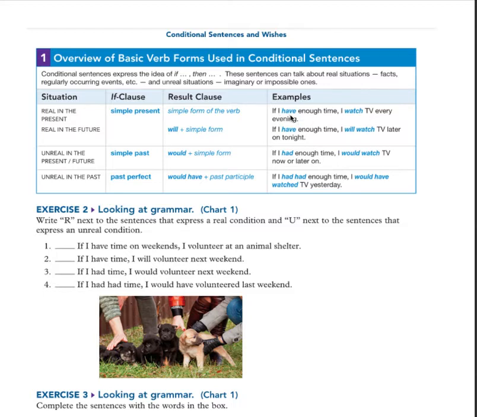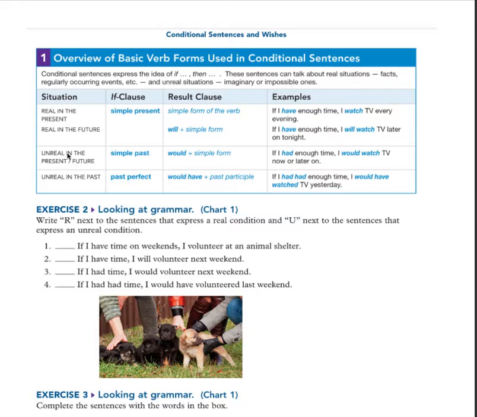So here, look at the verb in the if clause. Have is in the simple present. Look at the verb form in the result clause. Watch is in the simple form of the verb. If the situation is real in the future, the if clause is going to be in the simple present also. But in the result clause, you're going to use will and the simple form. If I have enough time, I will watch TV later on tonight. Okay? So here, have is in the simple form in the if clause. And in the result clause, you're going to use will plus the simple form of the verb.